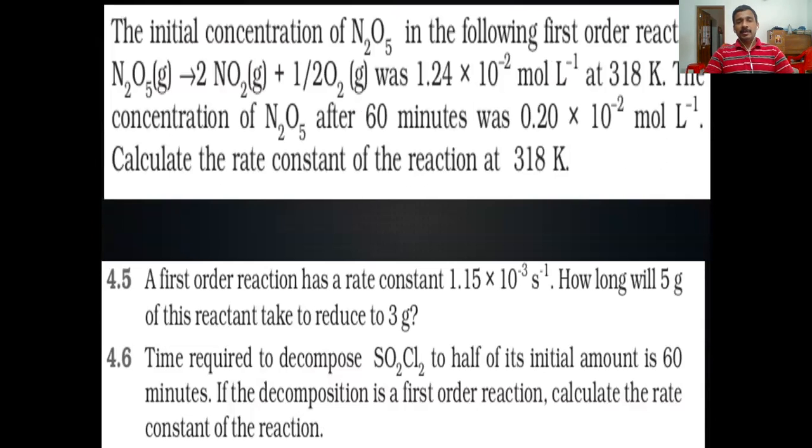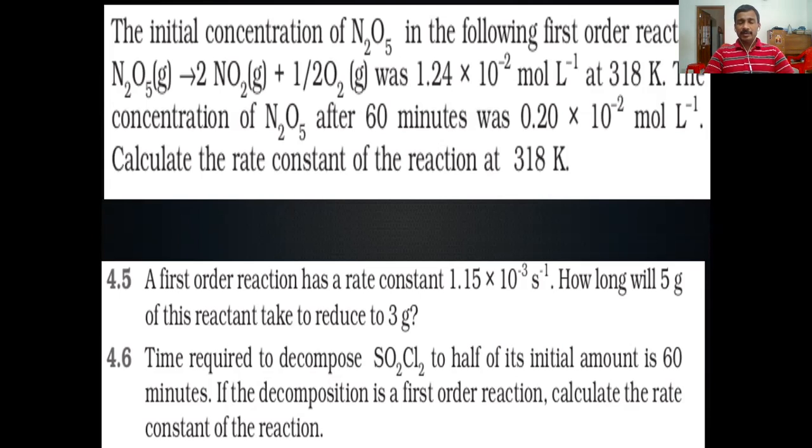Now read the question. The initial concentration of N2O5 in the following first order reaction, N2O5 gives 2NO2 plus half O2, was 1.24 into 10 raised to minus 2. That means concentration of A0 is equal to 1.24 into 10 raised to minus 2 mole per liter at 318 Kelvin. The concentration of N2O5 after 16 minutes was 0.20 into 10 raised to minus 2. That means concentration of reactant after time t is 0.20 into 10 raised to minus 2. Calculate the rate constant of the reaction at 318 Kelvin.